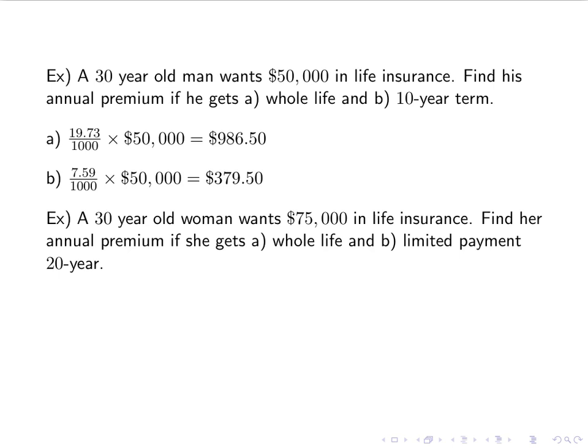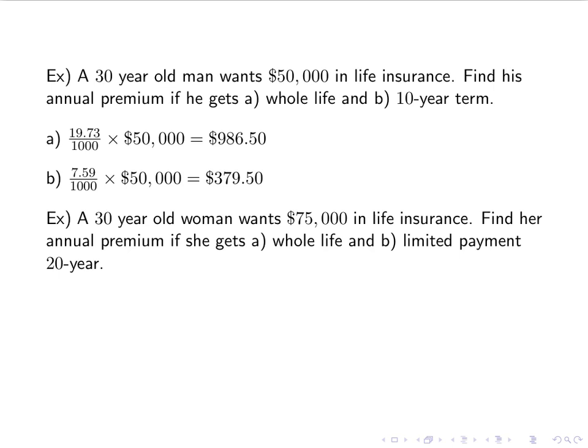What about a 30-year-old woman? She wants $75,000 in life insurance. Find her annual premium if she gets A, whole life, and B, limited payment 20-year. Again, a 30-year-old woman, in order to use the table, I need to subtract 5. So a 30-year-old woman is equivalent to a 25-year-old man.